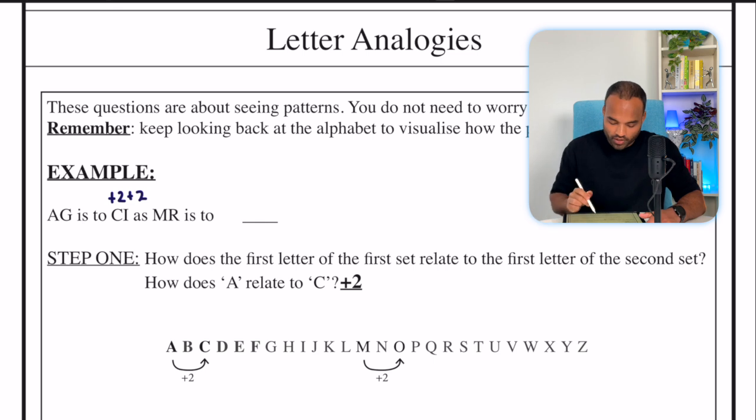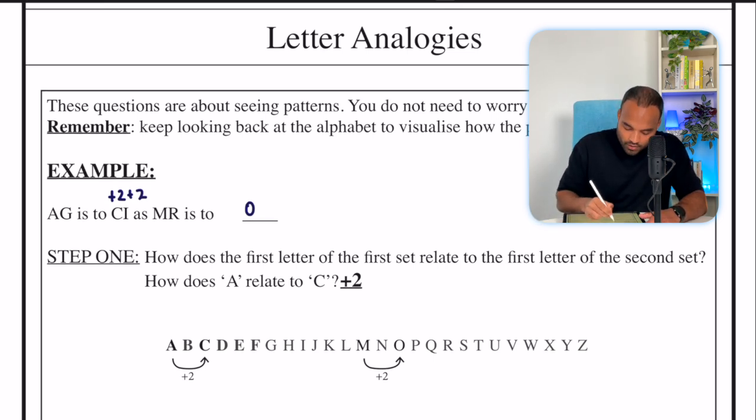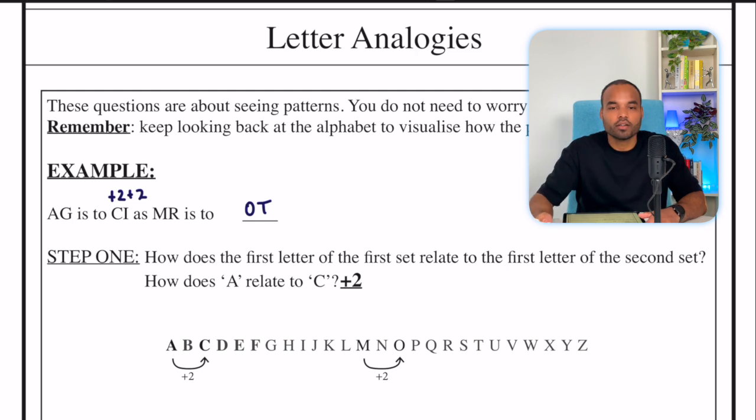So if you go to the question now, M, we've got to add 2 from M. So if we add 2 from M, we get to O. And do the same with R. If we add 2 to R, we get to T. So the answer should be OT.